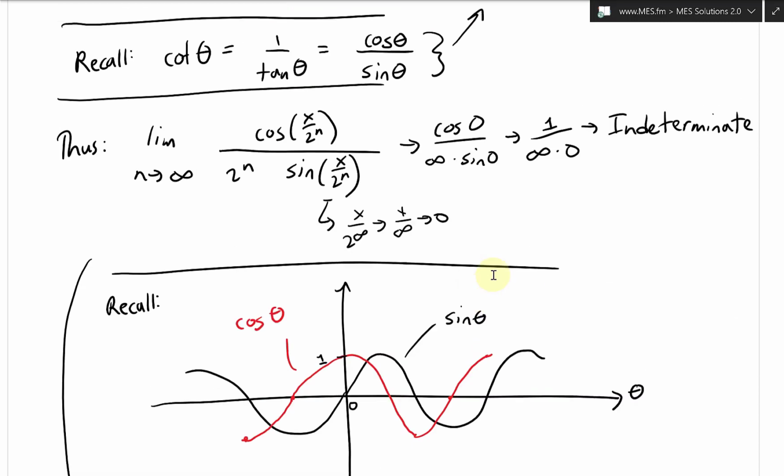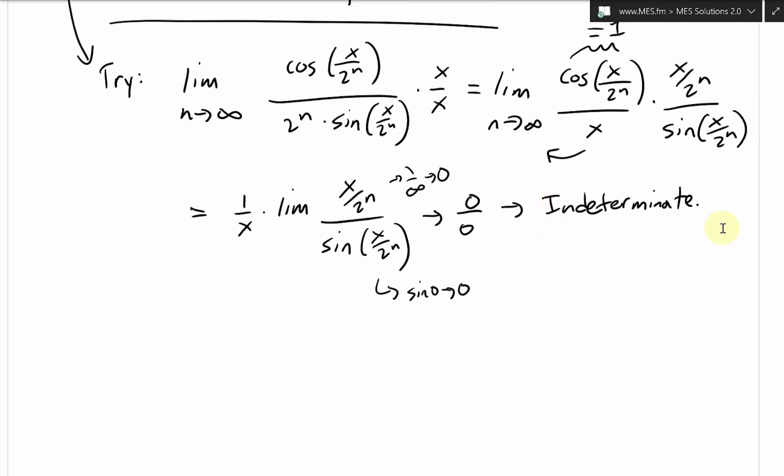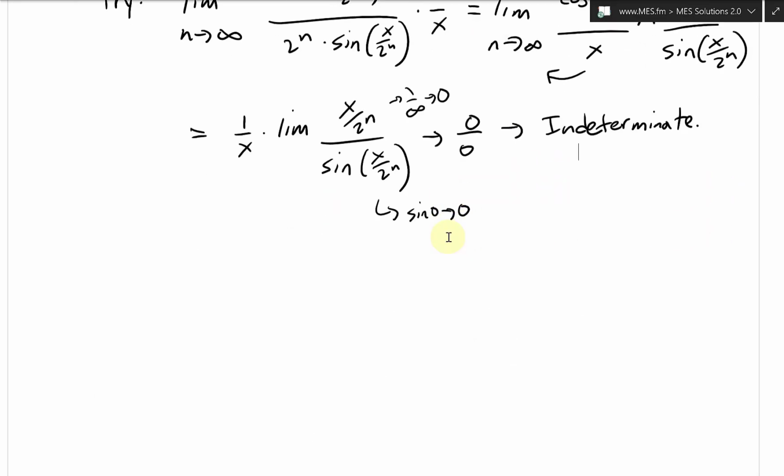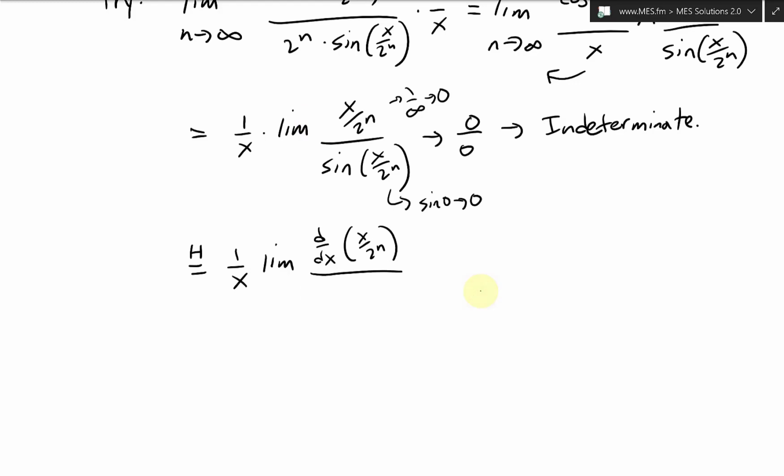Whenever we have an indeterminate form such as infinity times 0, we want to make it 0 over 0 or infinity over infinity, and then we can use L'Hopital's rule, and I'm going to denote that by putting H on top of this equal sign. That means we're taking the derivative of the top and bottom. So limit, and then take the derivative of this, d over dx of x over 2^n, just for completeness this time, but later I'm going to do it automatically. And then divide this all out by d over dx of sine of x over 2^n, like that.